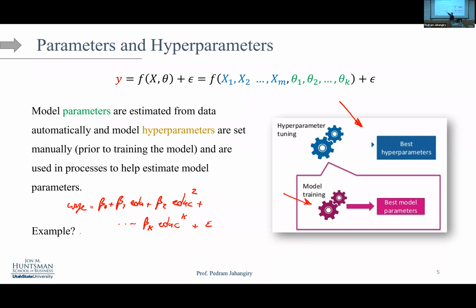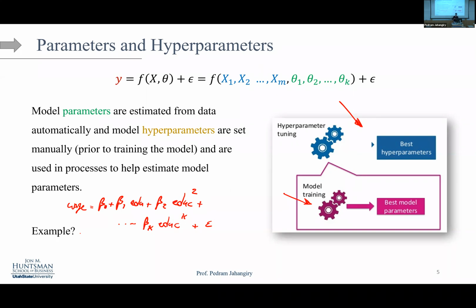Look at this k. So how do I know if the polynomial model should be of degree 2 or 3 or 4 or 5? So this is a hyperparameter. The hyperparameters are set manually prior to training the model. So before I train the model, I say, okay, let's use this model, education to the power of 2, and ignore the rest. Education to the power of 2. So that's k equal to 2.